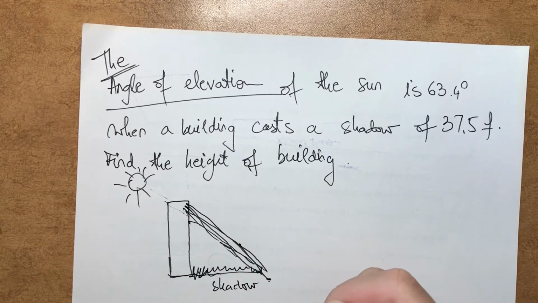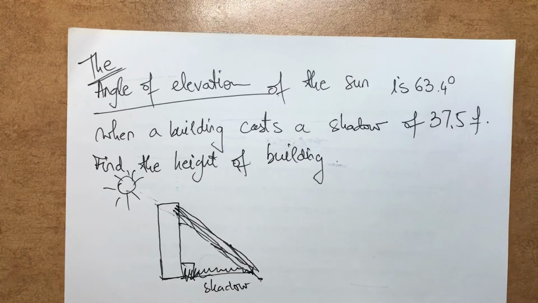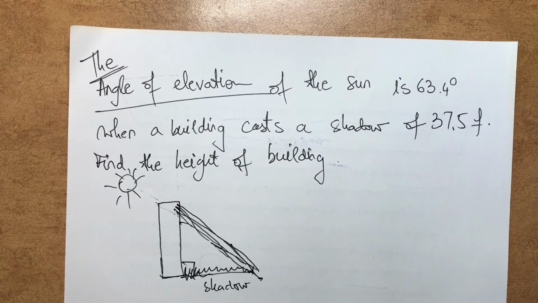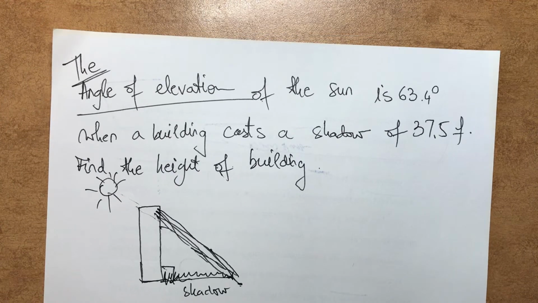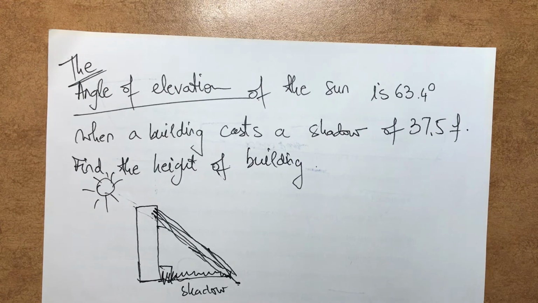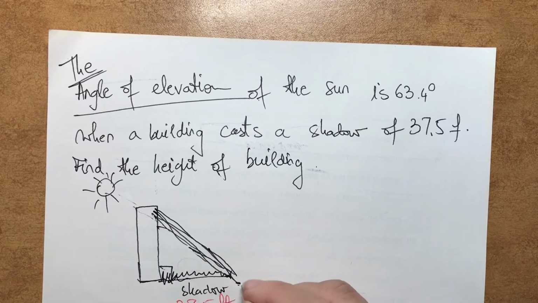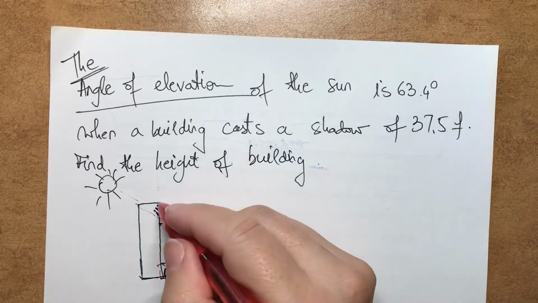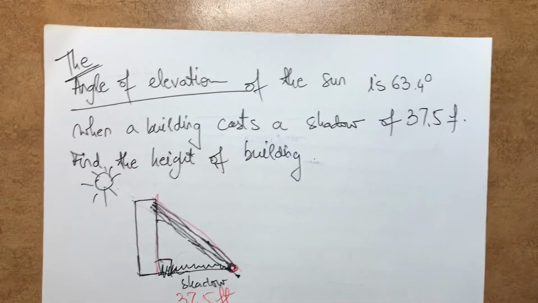Okay, so same thing. The building is perpendicular to the ground. It says the angle of elevation of the sun is 63.4 degrees when a building casts a shadow of 37.5 feet. So which one's the angle of elevation of the sun?